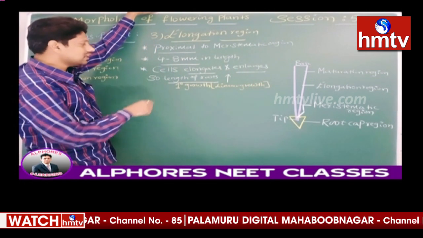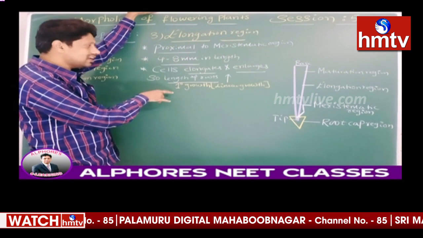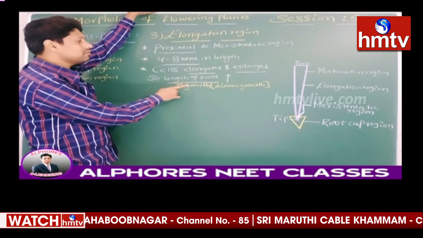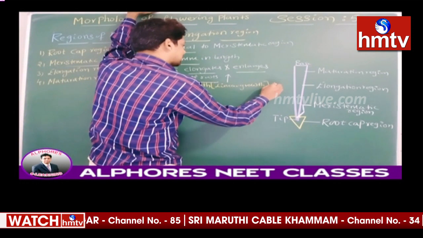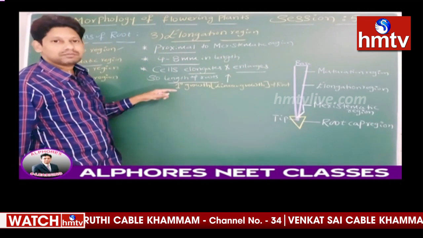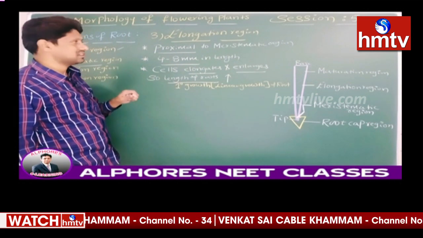Linear growth. Here, whose length has increased? Root length has increased. Therefore, primary growth of the root has taken place, right?